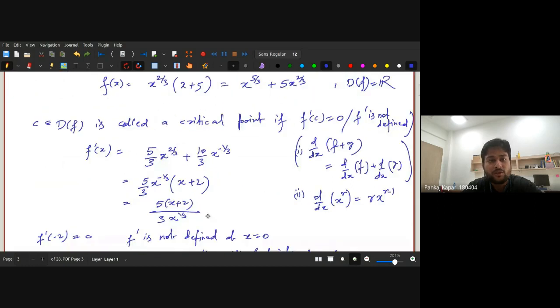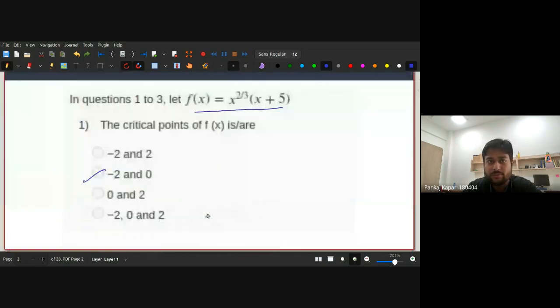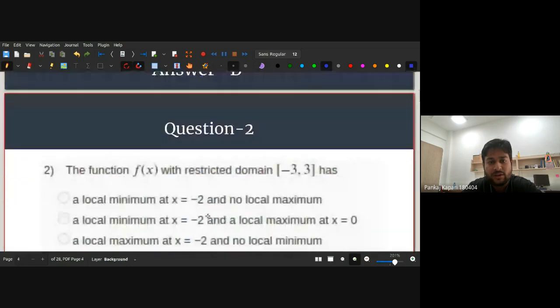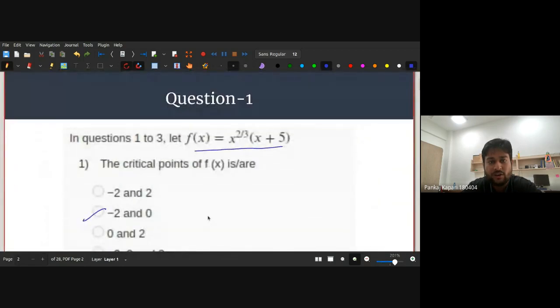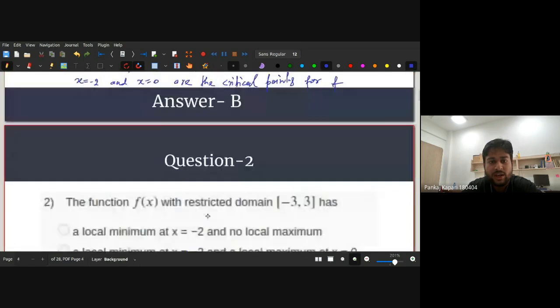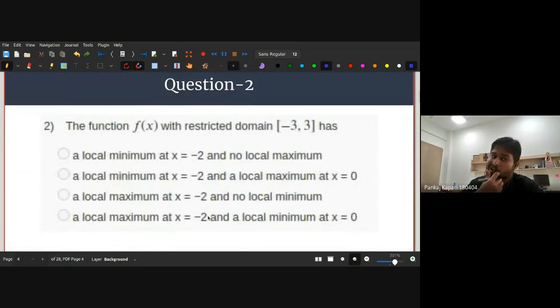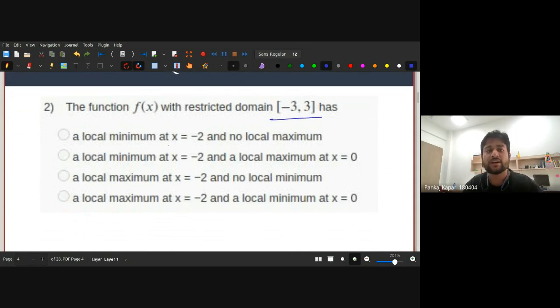Okay, so if there are no questions, let's move to the next problem. The function remains the same, because we will be using the same function for these first three problems. In the second problem, we have to find local minima and maxima, if they exist, when you restrict the function to the domain -3 comma 3.